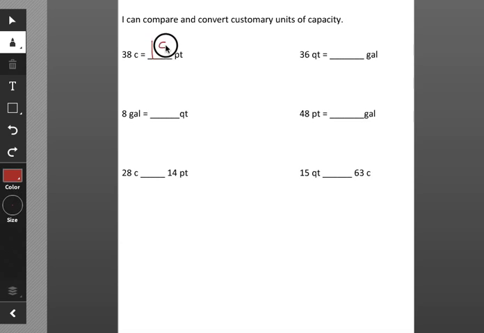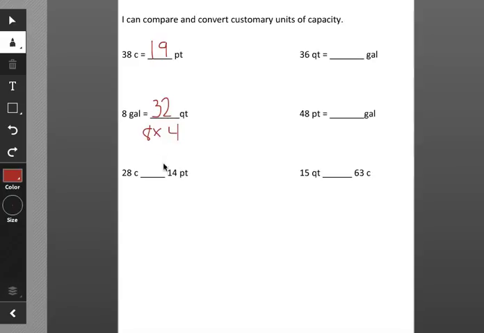So then let me show you with the gallons. So 8 gallons, I want to know how many quarts are in 8 gallons. And if I look at my reference sheet, I know that 1 gallon equals 4 quarts. So if I have 8 gallons, I need to multiply 8 times 4. That's going to tell me how many quarts I have. And I know that 8 times 4 is 32. So in 8 gallons, there are 32 quarts.